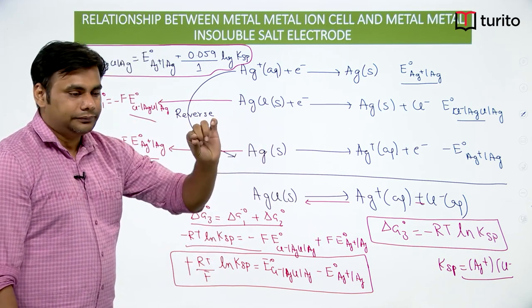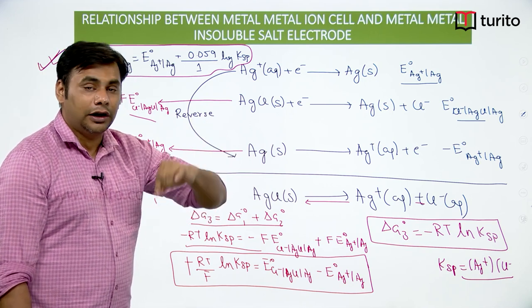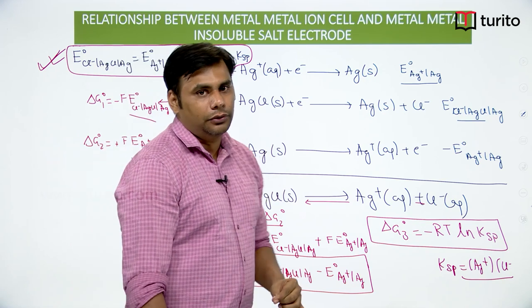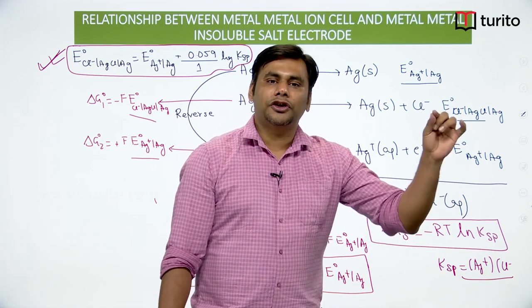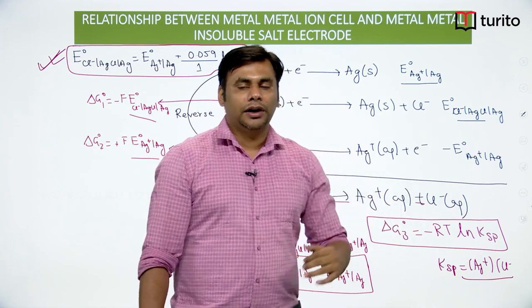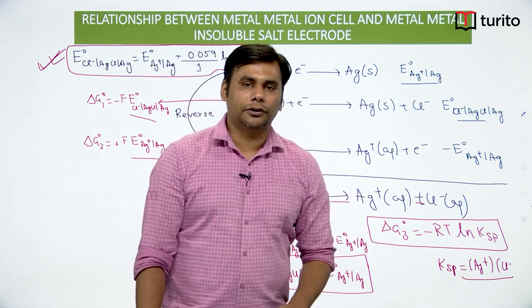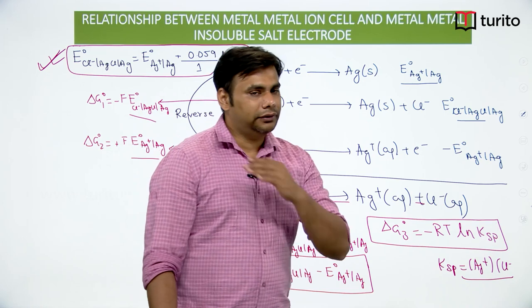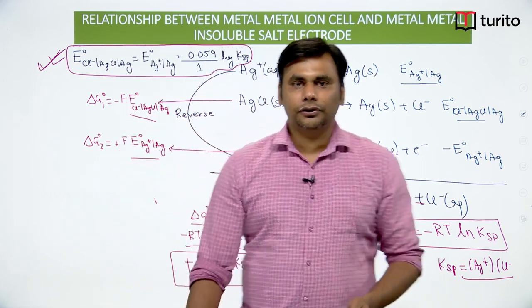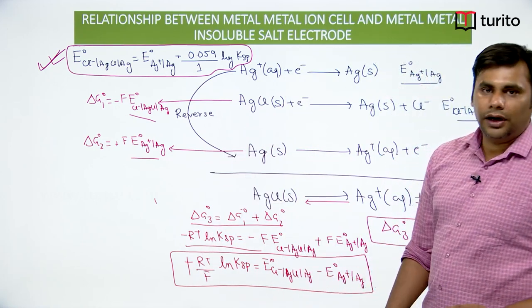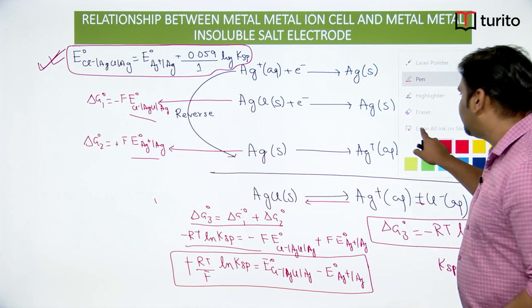So, we will say that E naught of any metal insoluble salt common ion electrode is always equal to the E naught of that metal in its metal ion solution plus 0.059 upon the number of electrons exchanged into log of solubility product of that metal insoluble salt. Okay, so if you remember this, this formula is absolutely very useful. You can directly solve many good level questions on this formula straight away. Okay, so just let me, hope you have taken a snapshot of this.